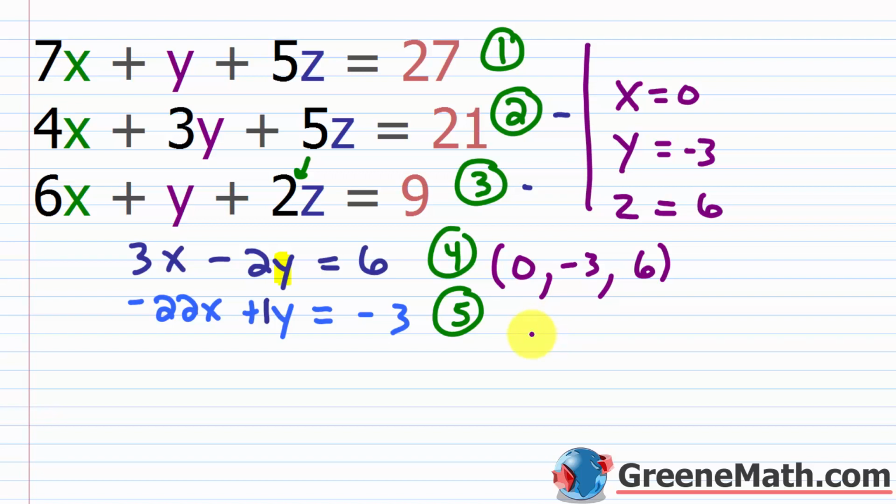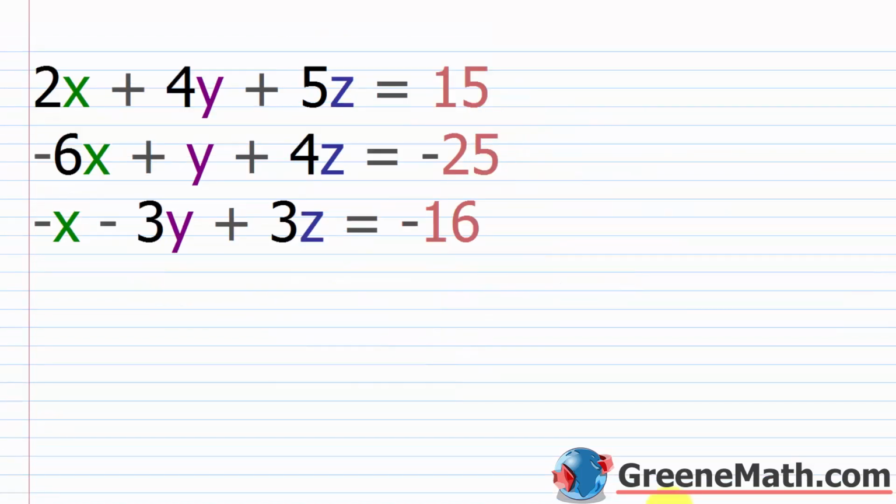To check this, you're just going to plug in a 0 for each x, a negative 3 for each y, and a 6 for each z. And you want to verify that in each equation, that solution gives you a true statement. All right, let's take a look at another example. Now that we've done one, we can go a little bit quicker for this one.